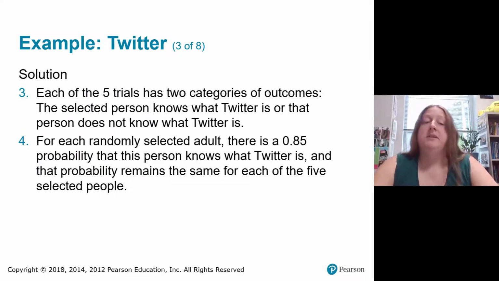Our third requirement was that each of the trials had to have 2 possible categories of outcomes, and we have that here. Either they know about Twitter or they do not know about Twitter. And finally, for each randomly selected adult, we had to have the same probability for each of our trials, right? So 0.85 being the probability that that person knows about Twitter, that's the fixed probability for each of our trials.